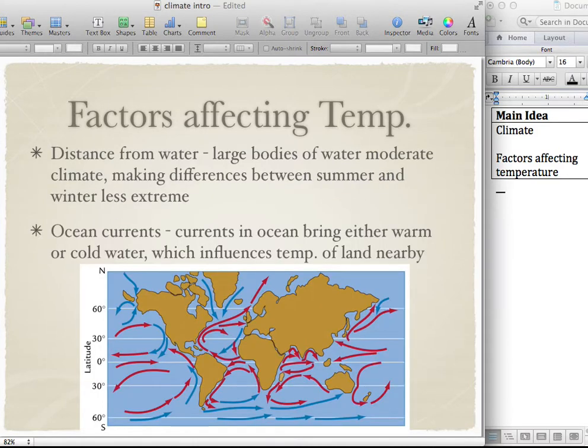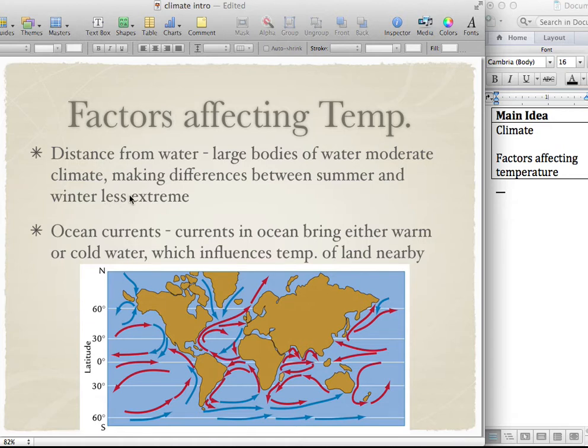Last two factors affecting temperature: distance from water, right? Large bodies of water, and by that I mean bays, gulfs, oceans, not lakes, right? The Great Lakes would be about the smallest thing that could have an impact on this, but even they don't really have a large impact. But large bodies of water, we say moderate climate, meaning they make it less extreme. The colds are less cold, the hots are less hot. So the differences between summer and winter are less extreme.